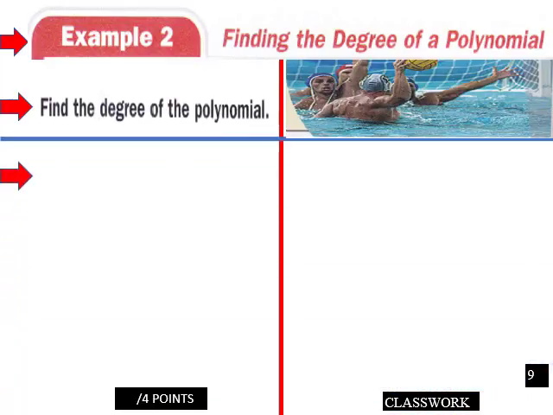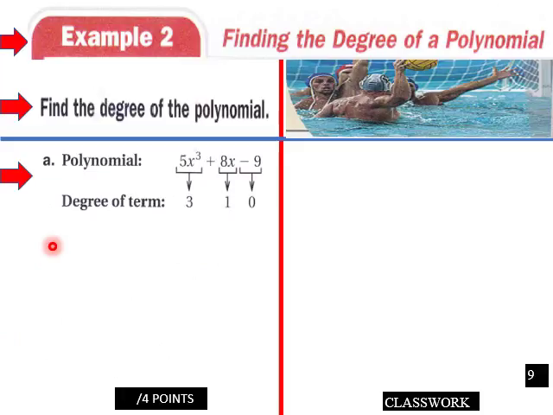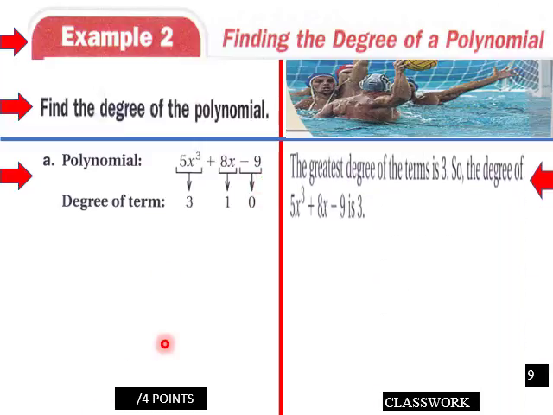Finding the degree of a polynomial. So a polynomial, this is an example here. The degree of this term is 3. The degree of this term is 1. The degree of a constant is 0. The greatest degree of the terms is 3, so the degree of this polynomial is 3.